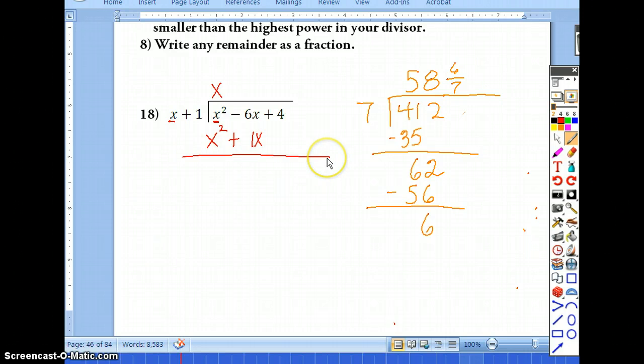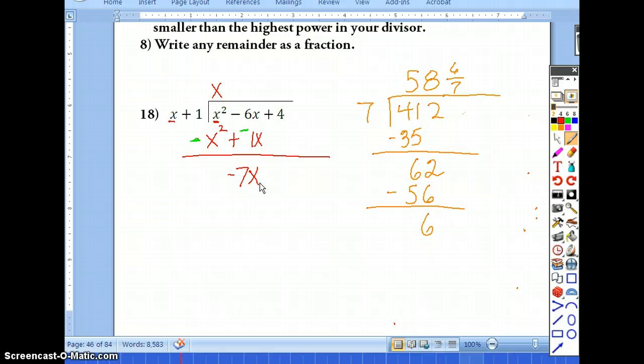Now, in step 3, it says write the factor above the dividing bar. We did that. In step 4, it says multiply this factor to each term in the divisor. We did that. And now it says subtract the terms. So if I subtract, I'm going to put this in a different color for you. If I subtract this and subtract this, now when I go to perform the subtraction, the x squares cancel out. Negative 6x minus 1x is negative 7x.